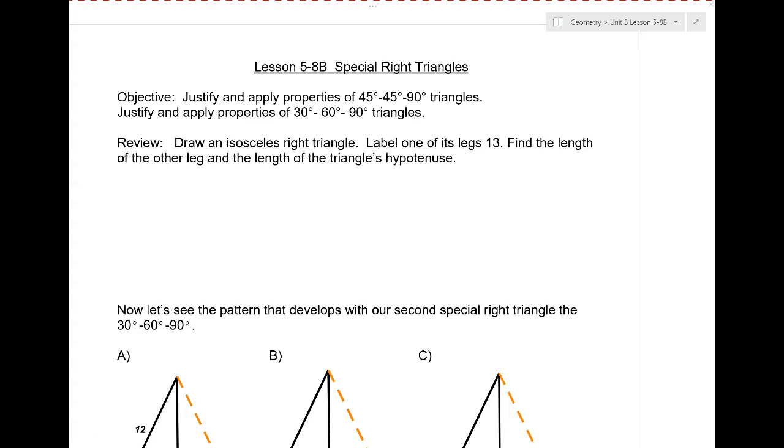It says draw an isosceles right triangle. Label one of its legs 13, find the length of the other leg and the length of the triangle's hypotenuse. Go.